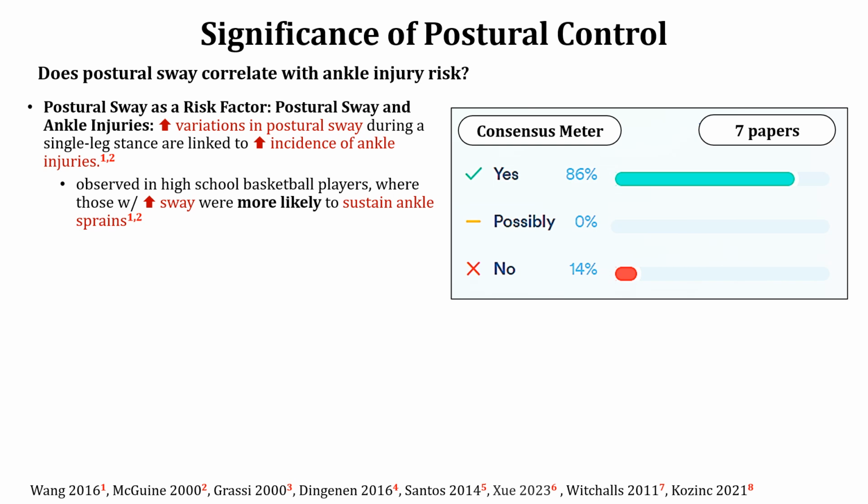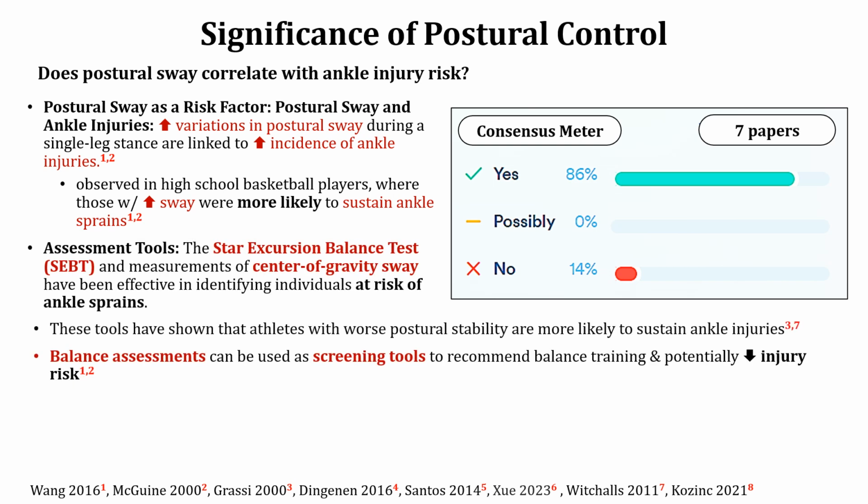of ankle injuries. And we can see here with the bullet points that increased variance of postural sway, similar to what we had seen in the previous slide, particularly again with basketball athletes, has an increased risk of ankle injury rates within the athletic population. Assessments such as the star excursion balance test and measures of center of gravity sway have been effective at identifying individuals at risk for ankle sprains. And these tools have shown that athletes with worse postural stability are more likely to sustain ankle injuries.